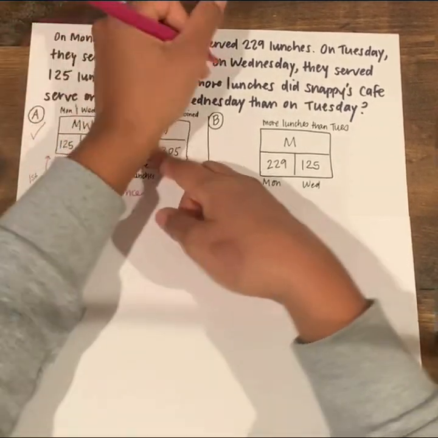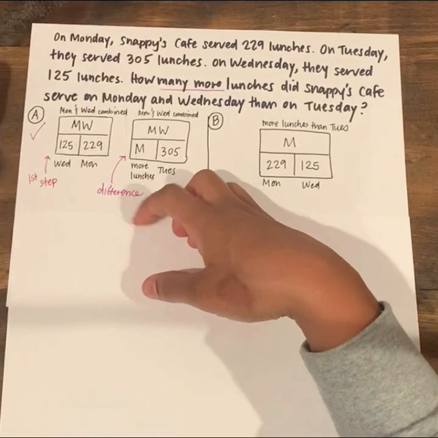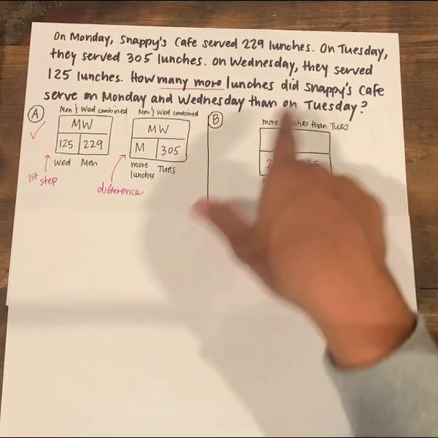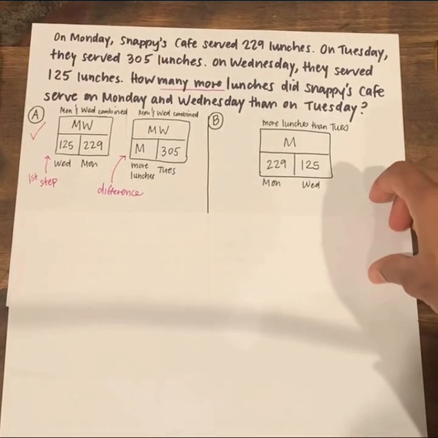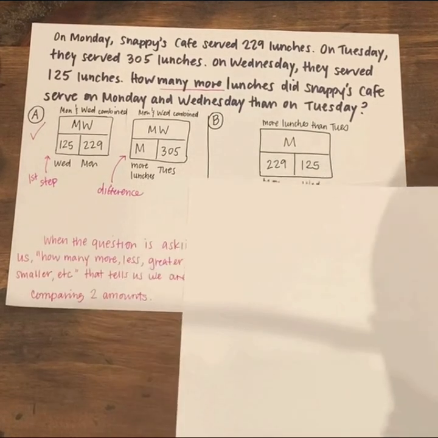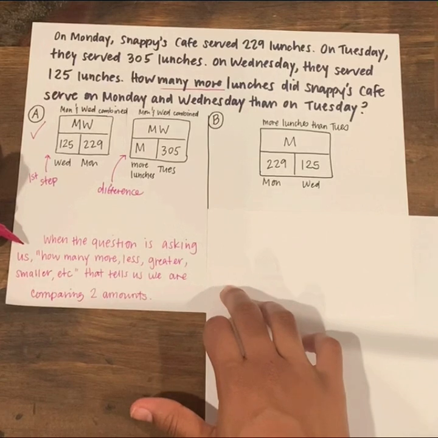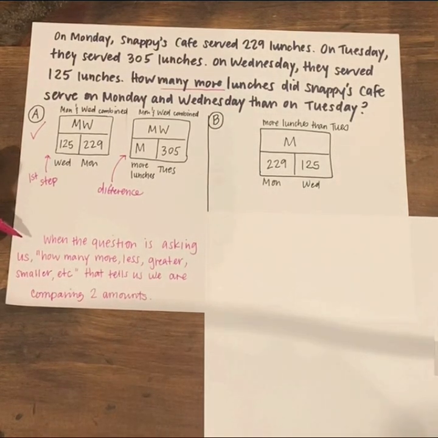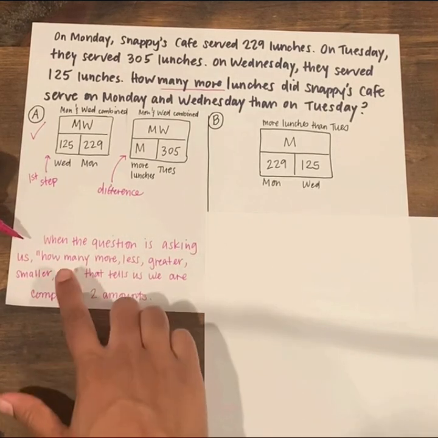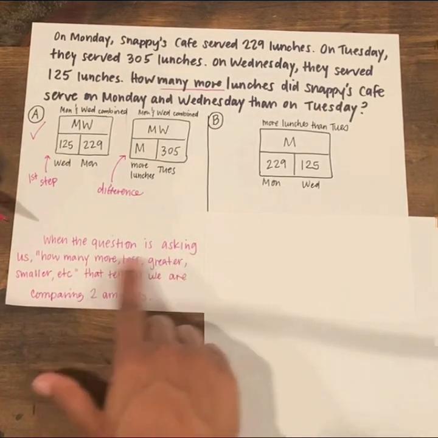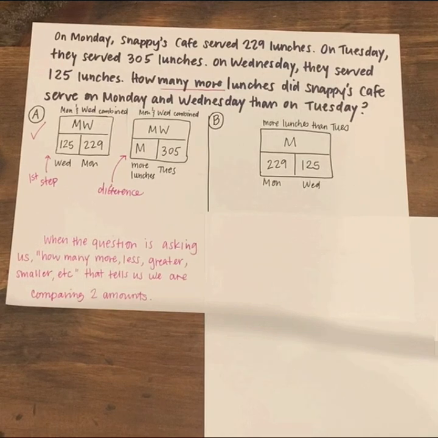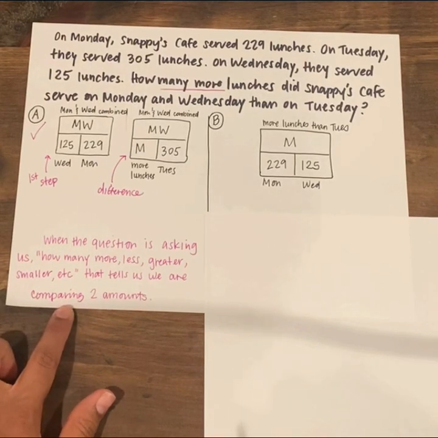It says how many more lunches were served on Monday and Wednesday than on Tuesday. Make sure that when we are reading problems in context, we're paying attention to what the question is asking us so that we can recognize whether or not it's a comparison. When the question is asking us how many more, less, greater, or smaller, that tells us that we're comparing two amounts. Our representations have to match that comparison.